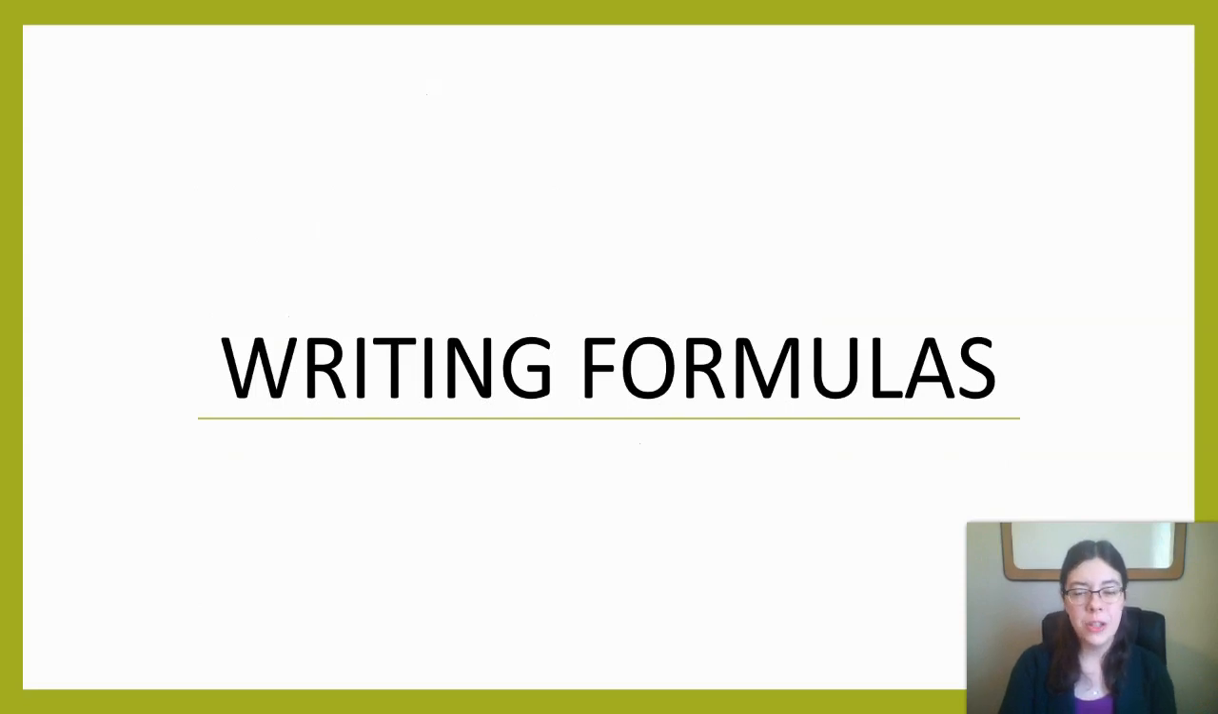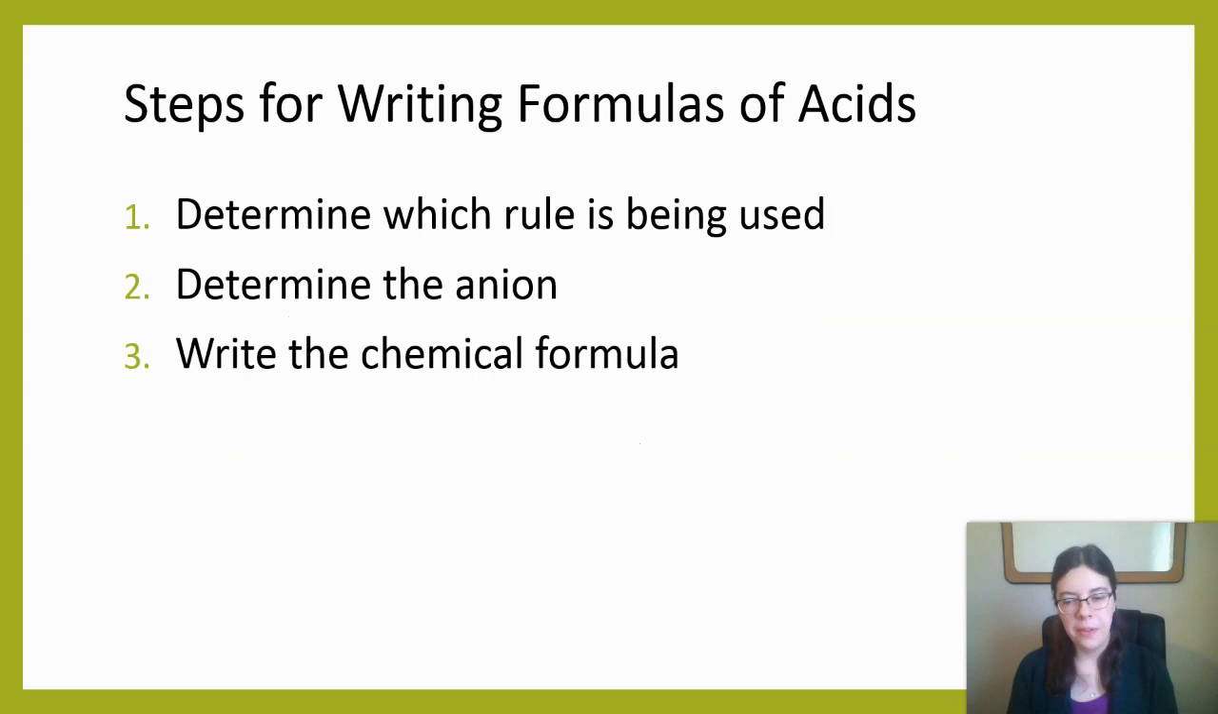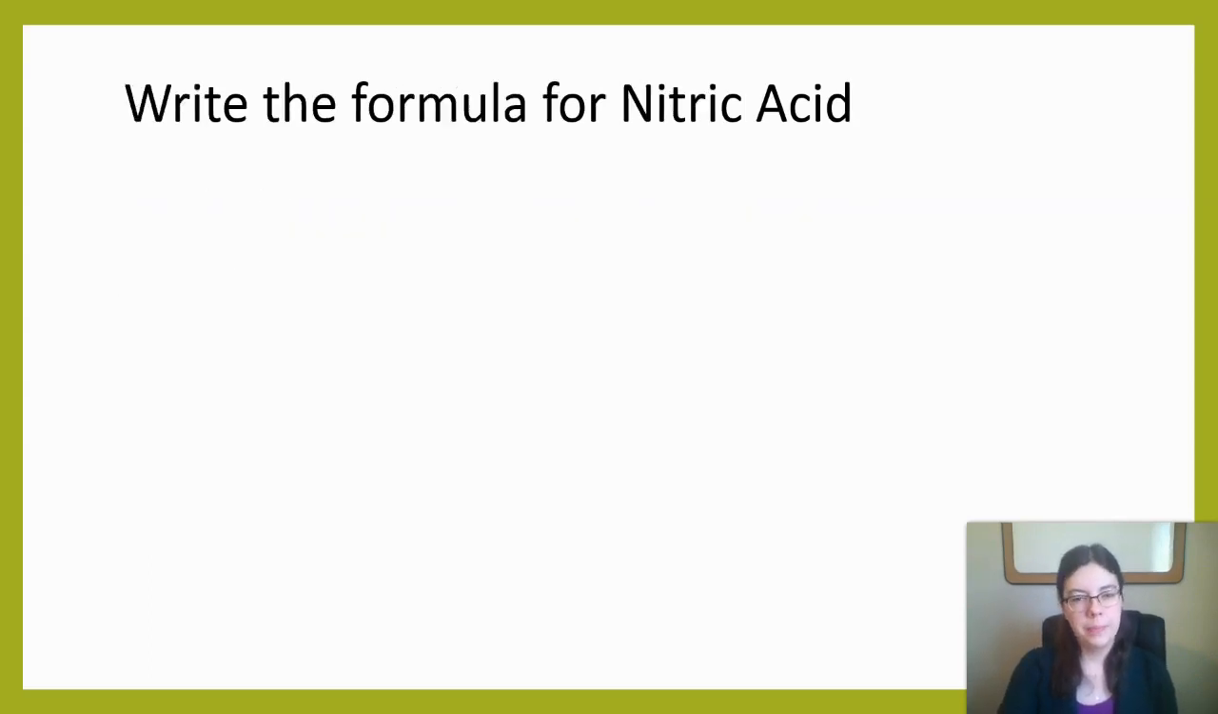Okay, so something else you might need to do is to write the formulas. So for this, we're kind of deconstructing. We want to figure out which rule was used. So is it "Sprite is delicious," "my ride has hydraulics," or "I ate something icky"? That's going to help us figure out the anion. And then from there, we're going to match it up with hydrogen ions to fill out the chemical formula.